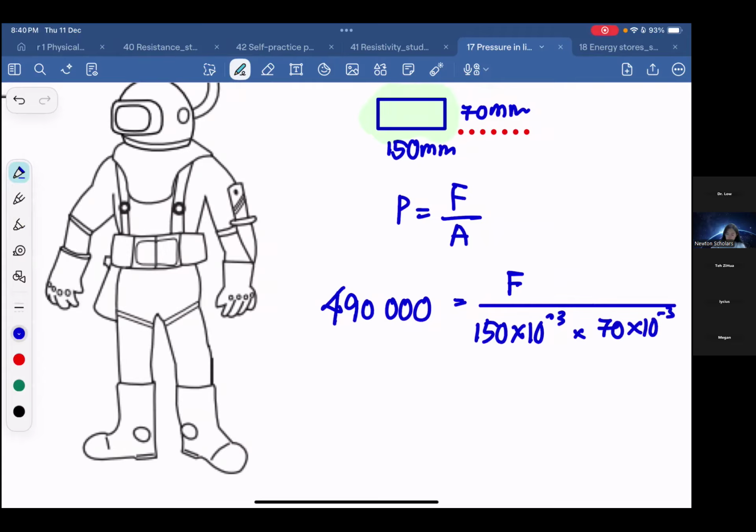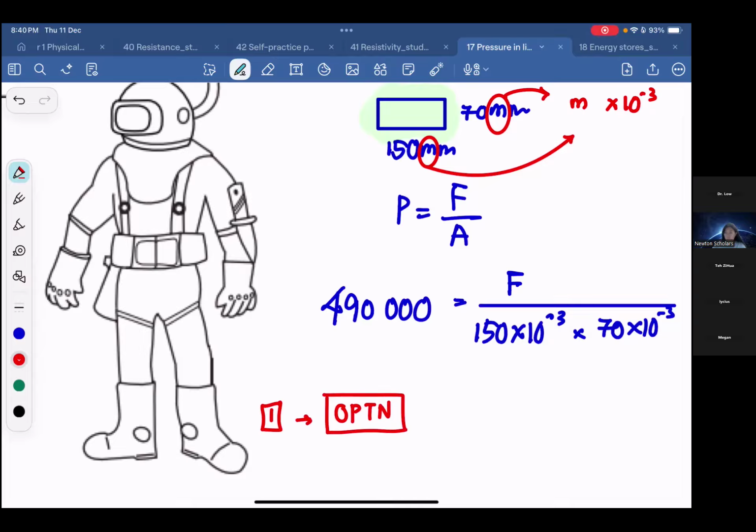Okay, this is a prefix. Milli is times 10 power of negative 3. You can use your calculator to help you with the prefix part. On the calculator, there is a button called OPTN. You press 1 first, then press OPTN on your left hand side, I think it's the second button. Then you click number 3, engineer symbol.